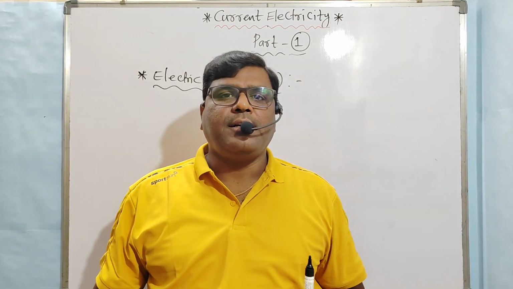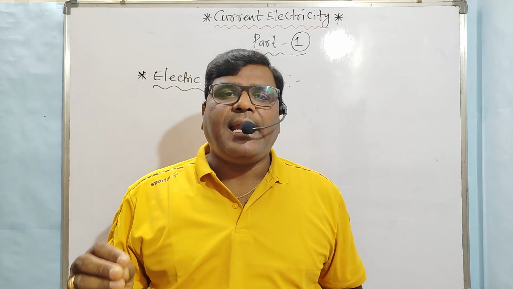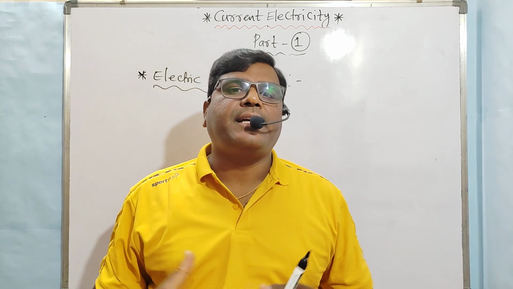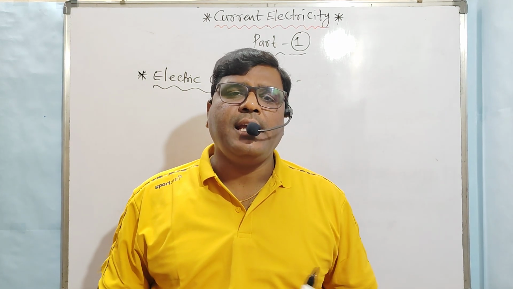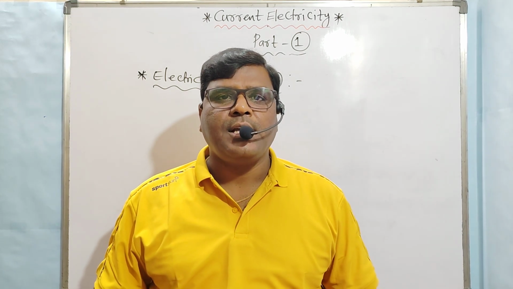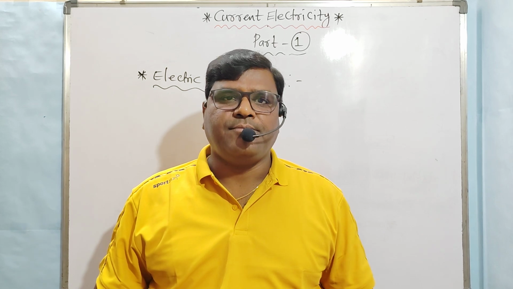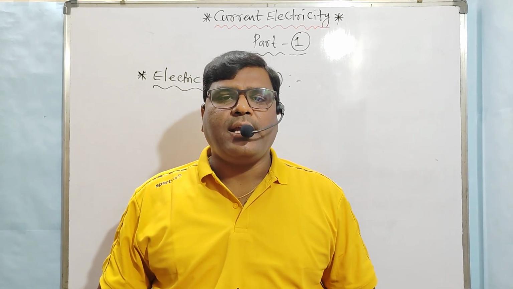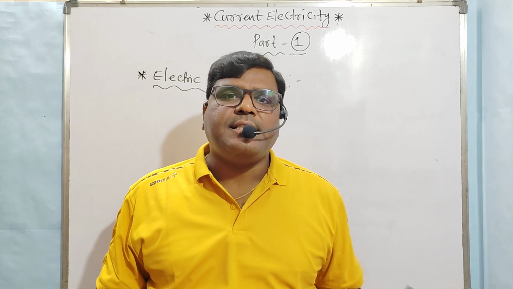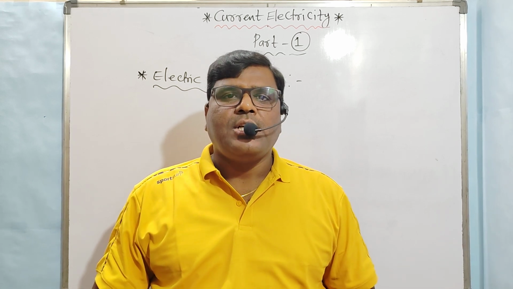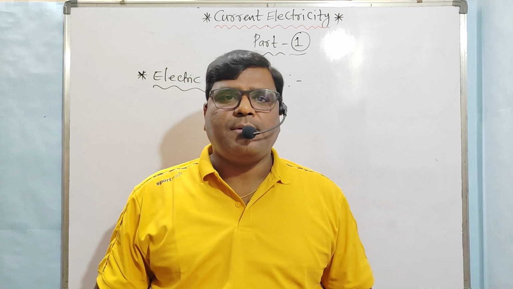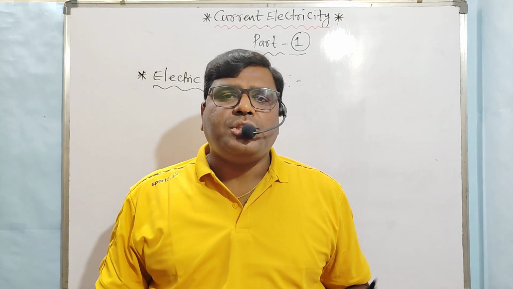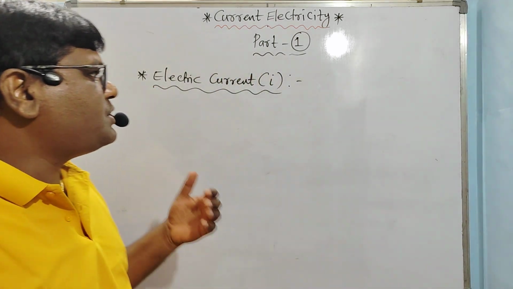So generally we know that the flow of electric charge through any cross section of the conductor is called an electric current. Actually what is the charge here? Charge is nothing but electrons. So generally we will consider charge as electrons only. Positive charges will be there, negative charges will be there, right? Positive charge means magnitude of the charge.